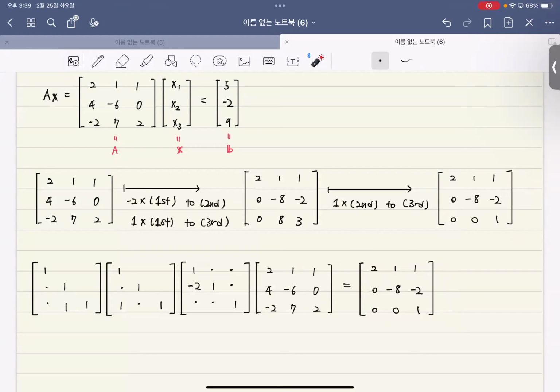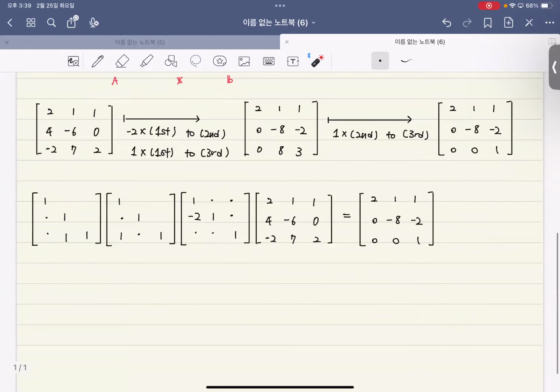Okay. All right. Great. Before I move on, let me multiply these three matrices. Let me multiply these two first. This guy times this, I have, what?